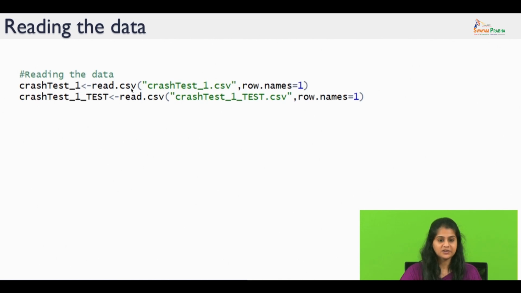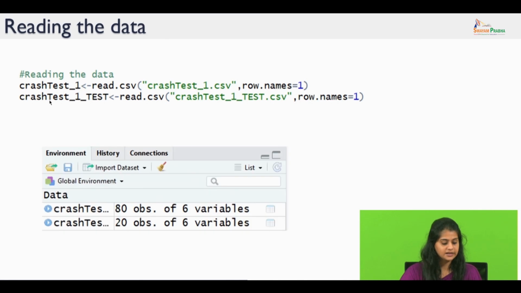I am going to use the function read.csv followed by the name of my file. Once this command is run, it is going to save it in an object called crash test_1, which is a data frame. Similarly, I do it for the other data set as well, and now I have another object, crash test_1_test. Now both these data frames will be reflected in the environment.